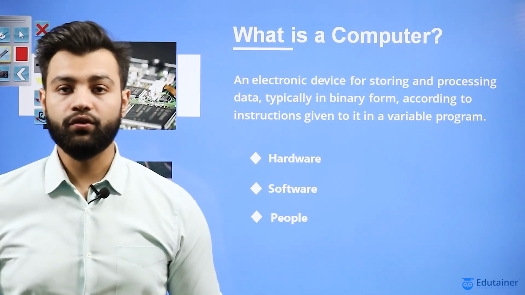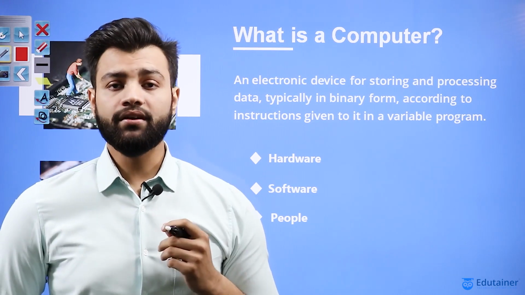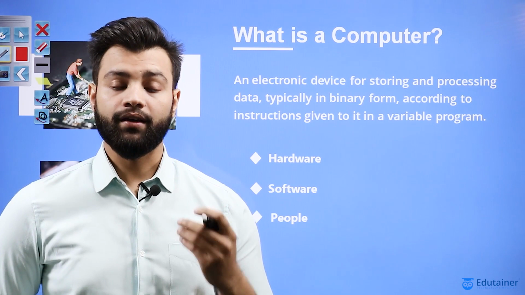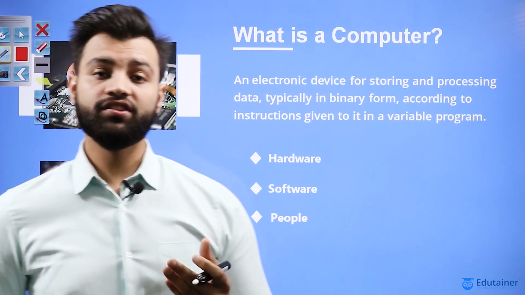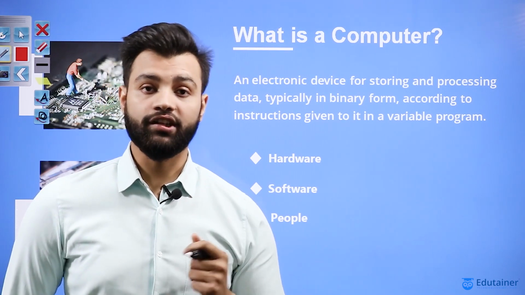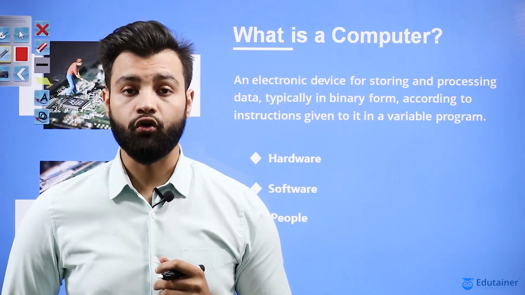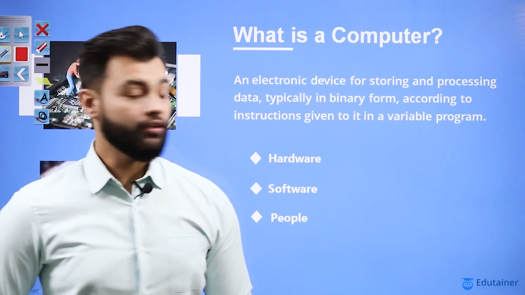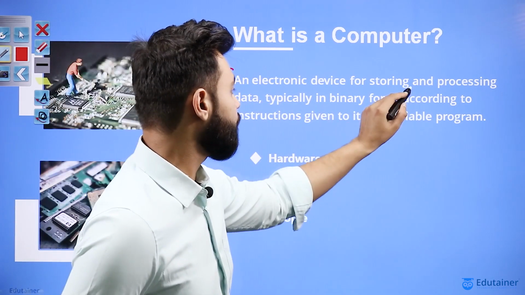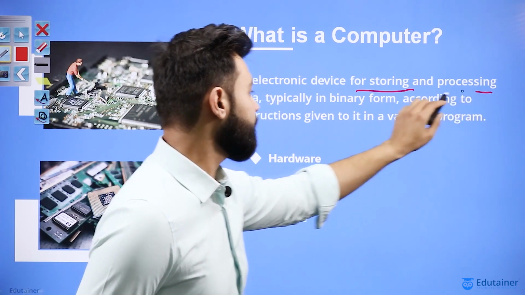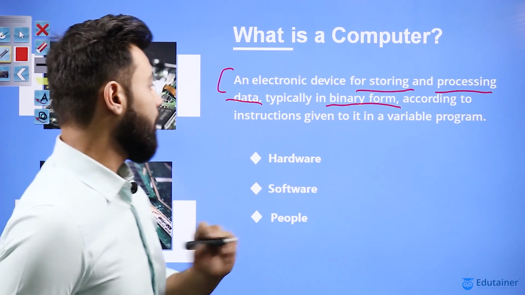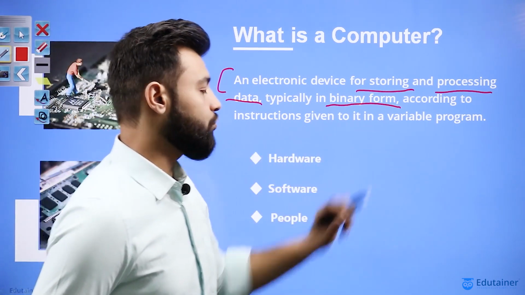So what is a computer? In layman's terms, a computer is just a dumb machine in which you give an input according to your desire, and you get the desired output. It is an electronic device that is used for storing and processing data, typically in binary form, according to the instructions given in a variable program.